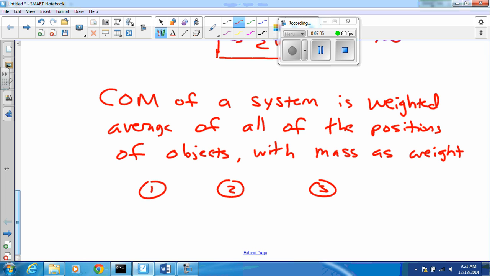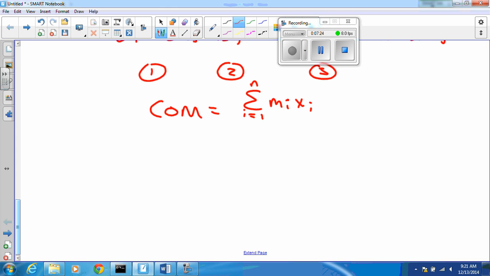In other words, if I have a bunch of different objects, 1, 2, and 3, then the center of mass is going to be the average location, but I'm going to count more massive objects with greater weight than less massive objects. So here's our formula that we're going to be using. Center of mass equals the sum from i equals 1 to n of mass times position divided by the sum of all the masses. Notice that this bottom right here will always equal the total mass of the system.